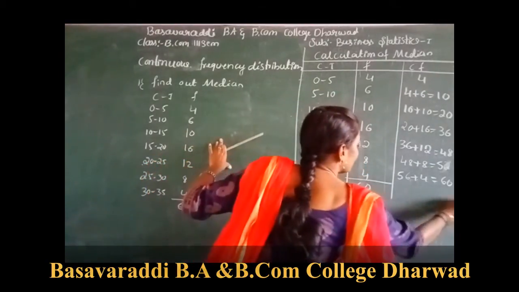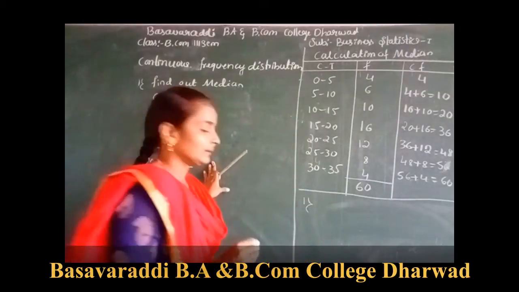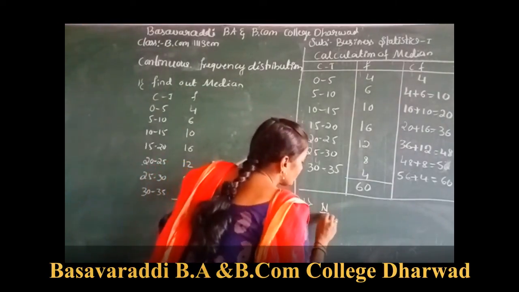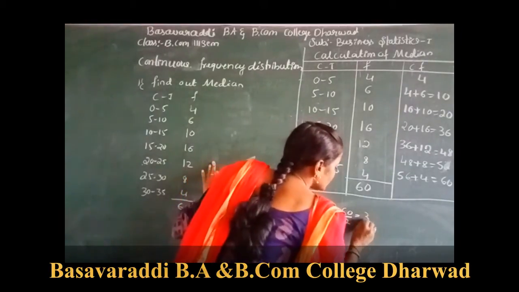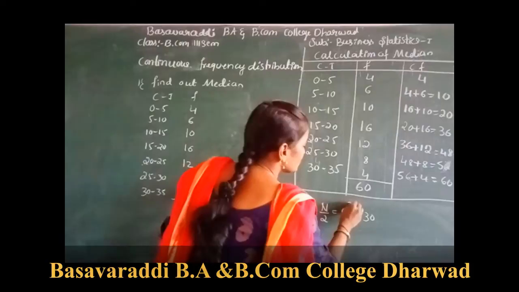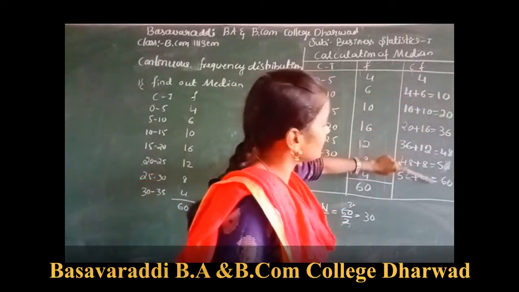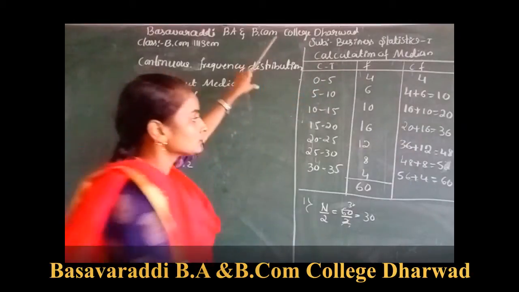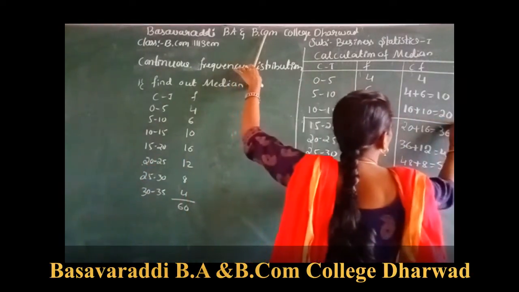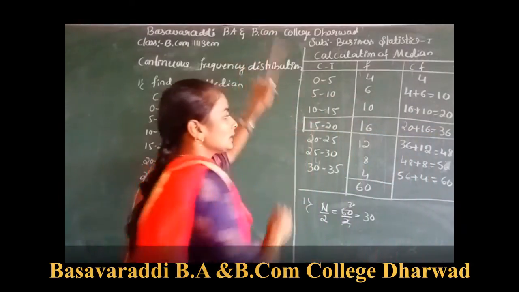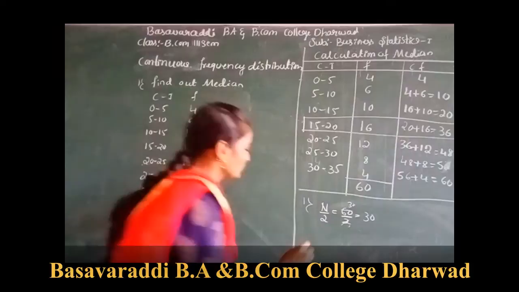find out n. The first step is calculation of n. N by 2: 60 divided by 2, 30. Here, we have to find out where the 30th value comes. Here, the 30th value will come in the class 15 to 20.